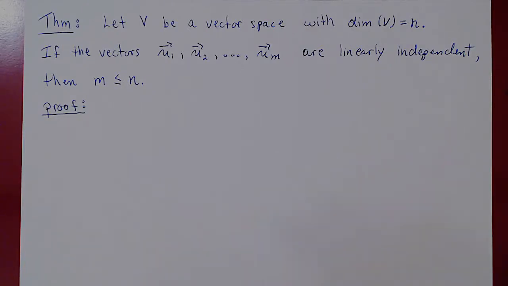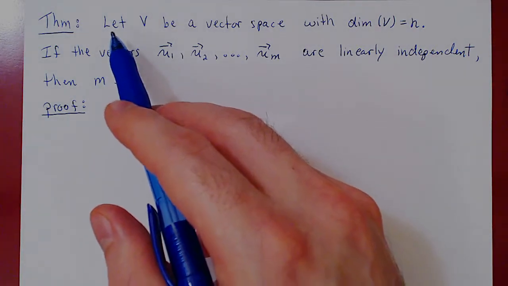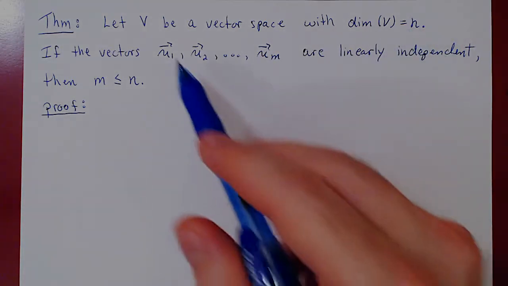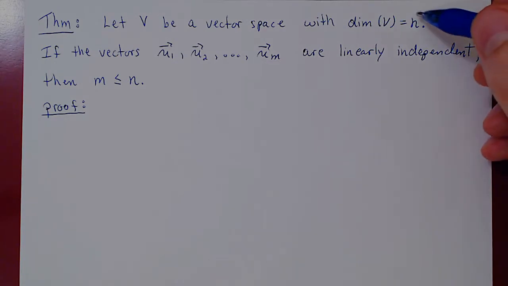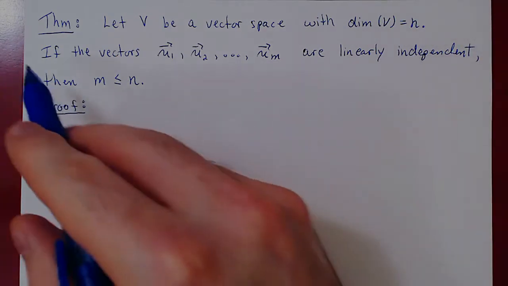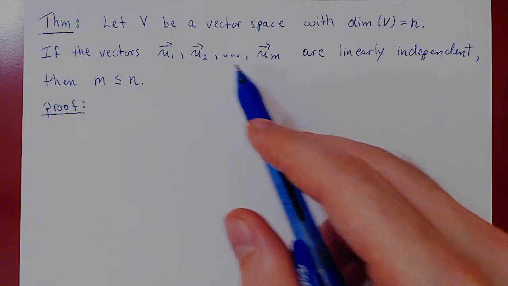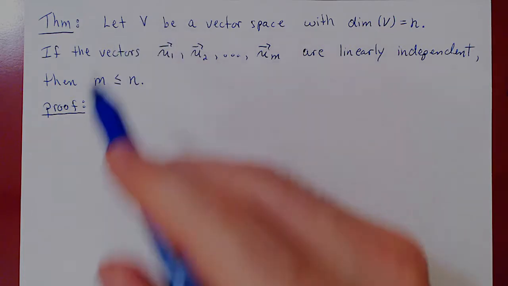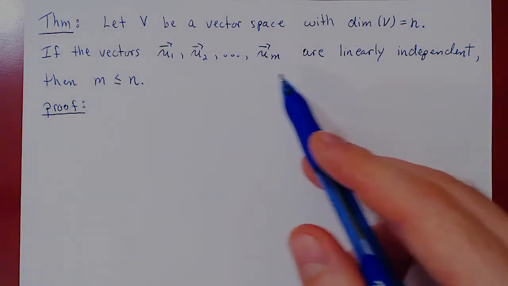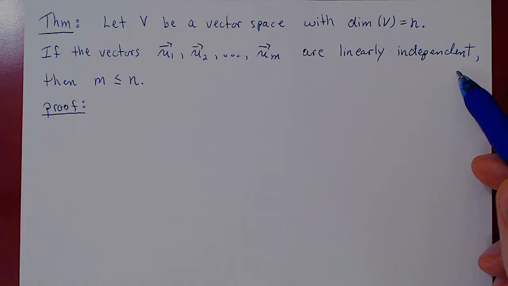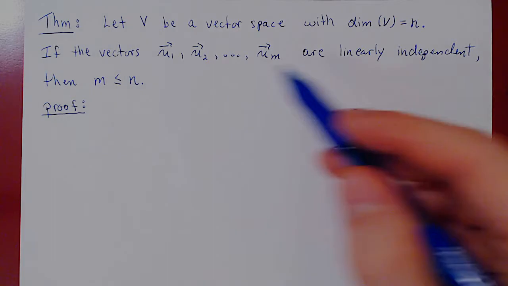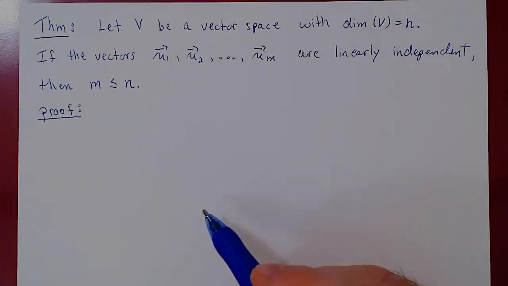Okay, so in this video, we are going to prove the following theorem. So here are the assumptions. We let V be a vector space with dimension equaling n. So V is an n-dimensional vector space where n is some positive integer. If the vectors u1, u2 up to um, so those are m vectors, obviously from the vector space V, if those m vectors are linearly independent, automatically m must be less than or equal to n, the dimension of the vector space.